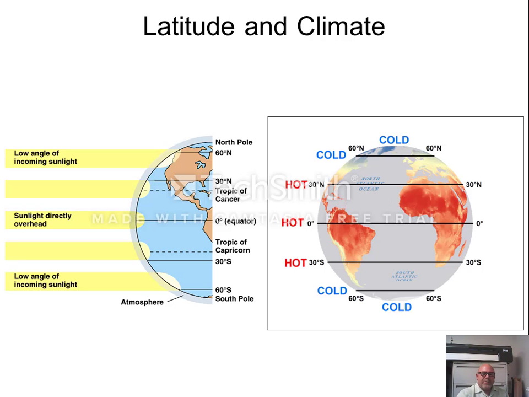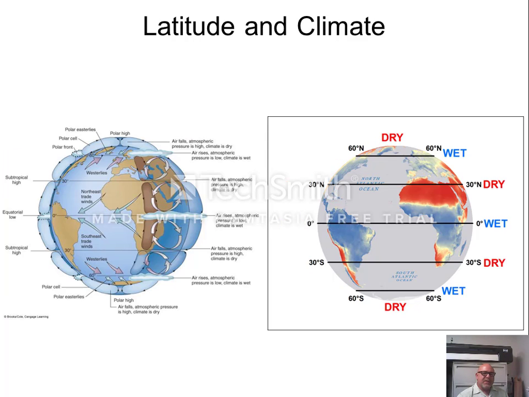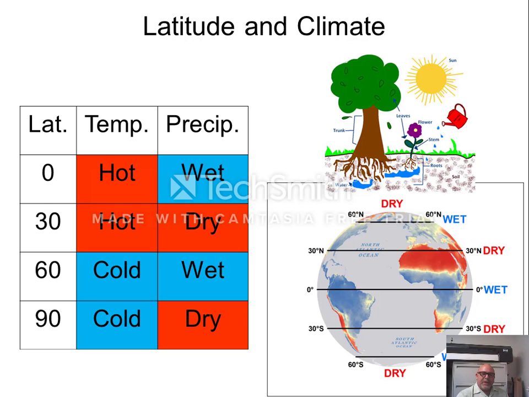For latitude, it's a simple pattern for temperature. The equator gets more direct sunlight and is relatively hot. The poles get less direct sunlight and are cold. Because of the way air moves around on the Earth, some latitudes like the equator get a lot of rain, while the other tends to be much drier. So different latitudes can have different combinations of temperature and precipitation patterns.